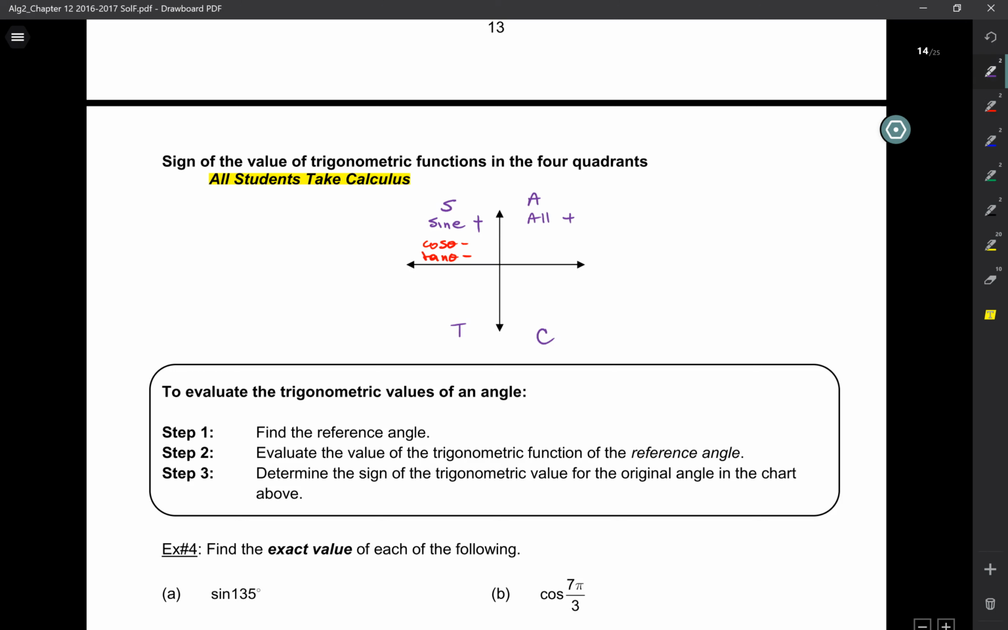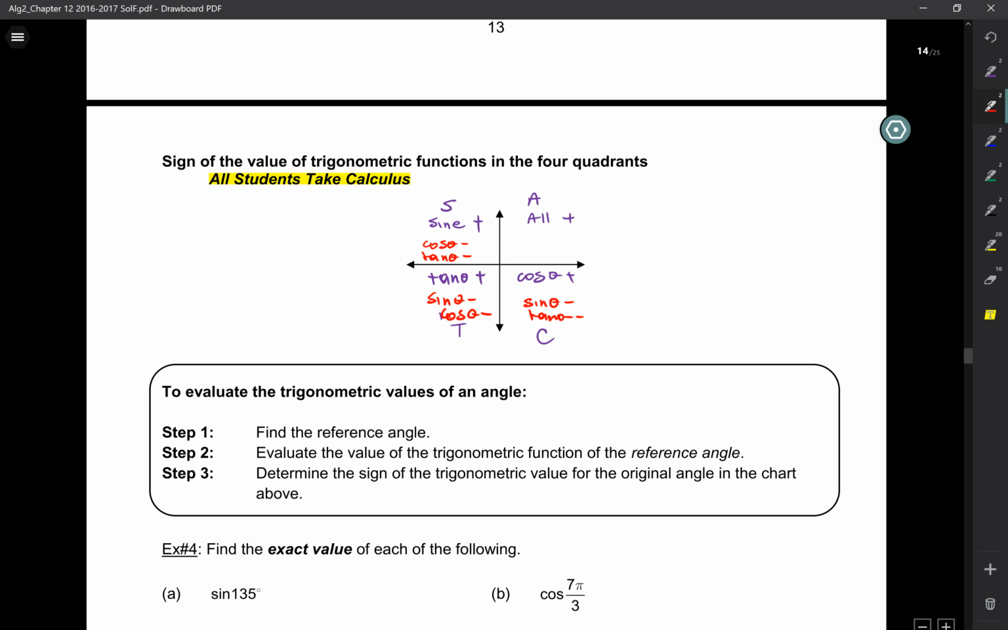The next one, the tangent is positive. That means the sine is negative and the cosine is negative. All right, what do you think in the fourth quadrant? Cosine is positive, and the rest of them are negative. So sine of theta is negative, tangent of theta is negative.